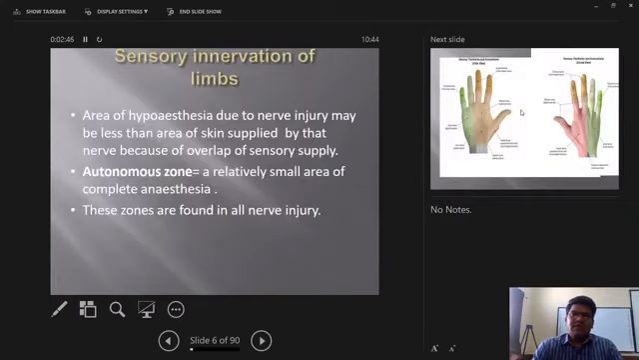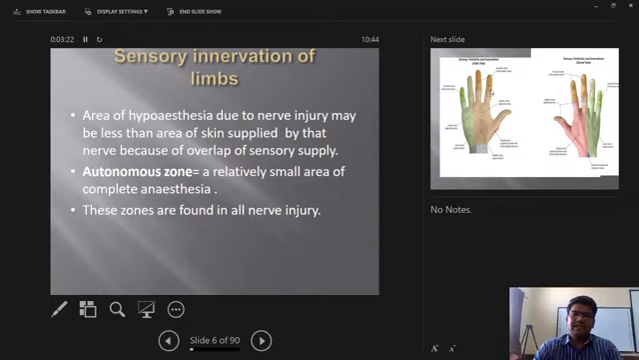Sensory innervation of the limb. Area of hypoesthesia due to nerve injury may be less than the area of skin supplied by that nerve because of the overlap of sensory supply. See, the sensory innervation of the hand actually has 3 zones. One is autonomous zone, 2 is intermediate zone, 3 is maximal zone. So autonomous zone, intermediate zone, and maximal zone.